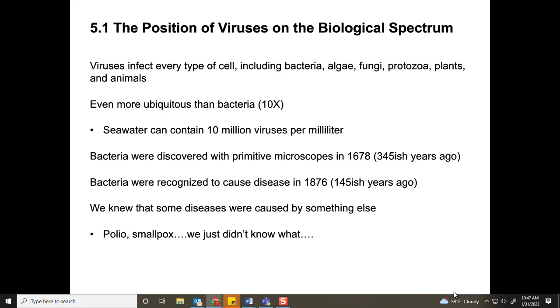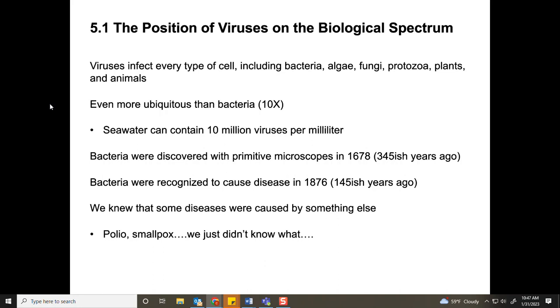And we've mentioned previously how ubiquitous bacteria are, meaning they're everywhere. Viruses are even more prevalent, up to 10 times more prevalent than bacteria are. Seawater, just to give you an example of how prevalent viruses are in the environment, can contain 10 million viruses per milliliter. And that's a relatively small amount of fluid.